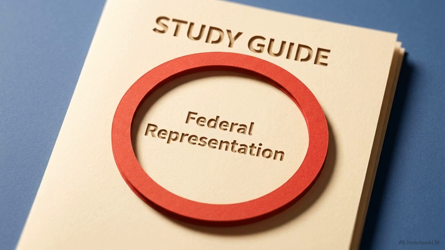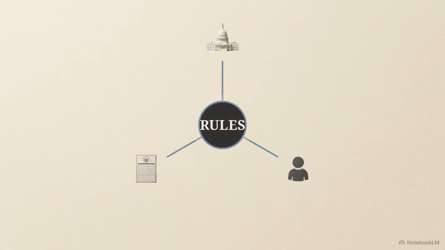Let's walk through questions 21 through 30 of the U.S. Civics test. We'll look at how these rules connect to each other, so the answers become a natural part of how you understand the government.